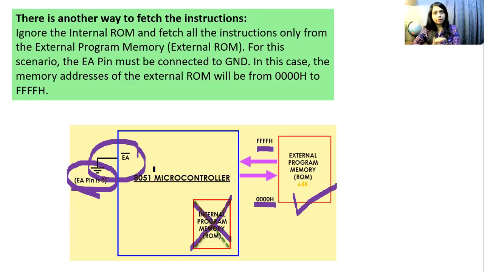So what we learn from these two slides is that if you want to use a combination of internal ROM and external ROM, then EA bar should be connected to plus 5 volt. And if you want to use only external program memory, that means the program is stored completely in external program memory, which is also possible when you are not interested in using internal program memory, in that situation EA bar should be connected to 0.